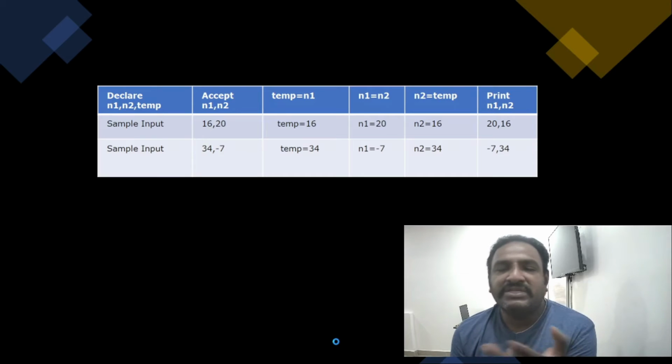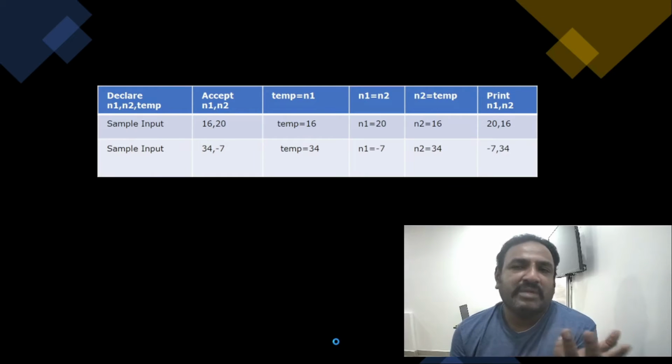The same logic we can check with negative values also. So 34 and minus 7. The temporary value becomes 34. After that, because of N1 equal to N2, minus 7 is assigned to N1. Now for N2, the expected value is 34, which is available in temporary, so the statement is N2 equal to temp. And finally, you can display the N1 and then N2 values.